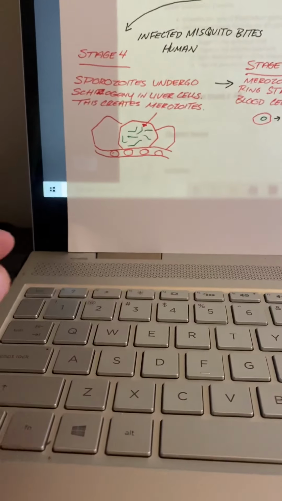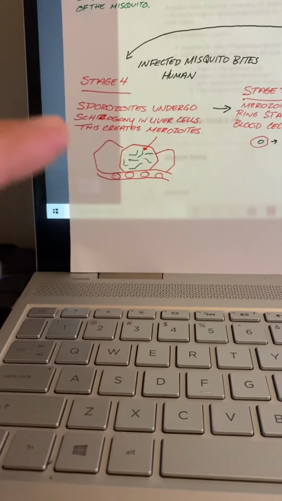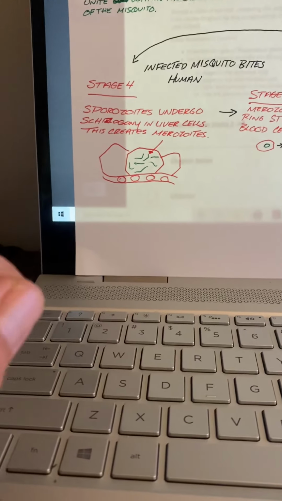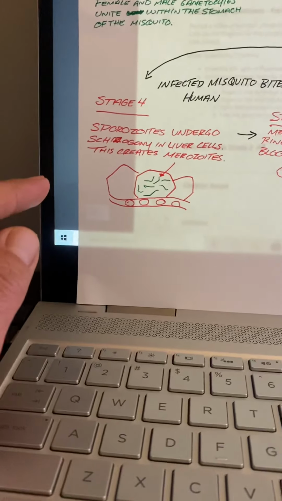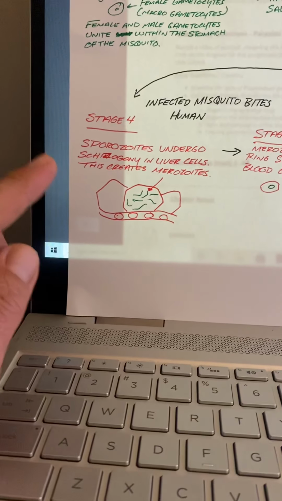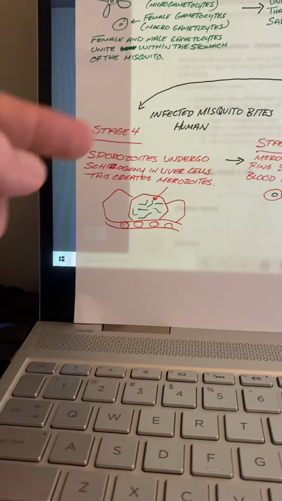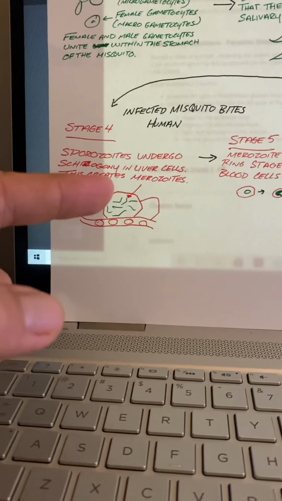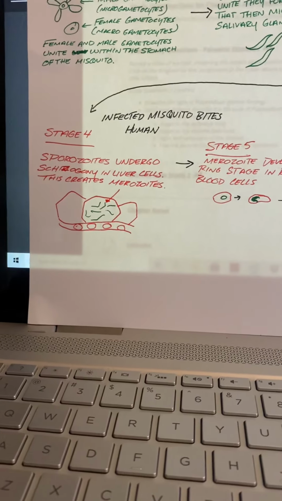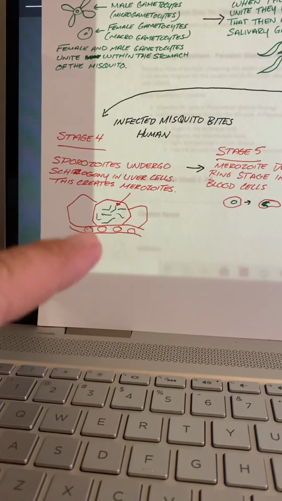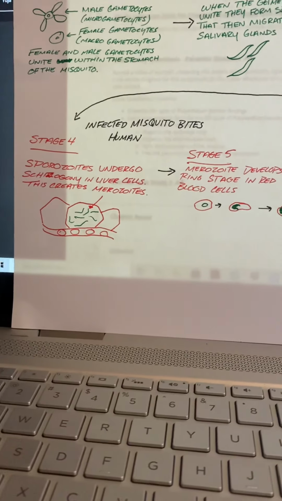So then you have stage 4, and that's where the sporozoites undergo... I don't know what I wrote there. Not going to try to botch that. But basically they mature in the liver cells, and then they create merozoites. And that's that picture right there of that happening.